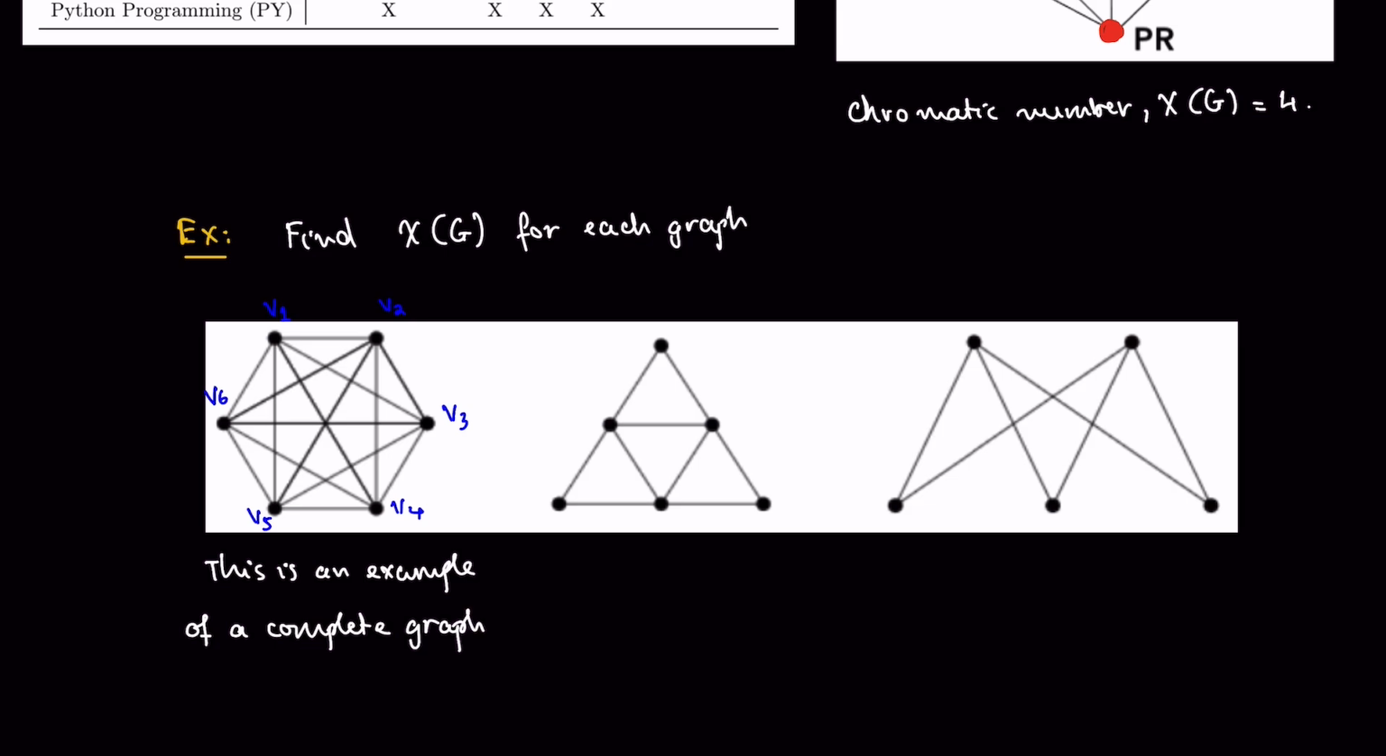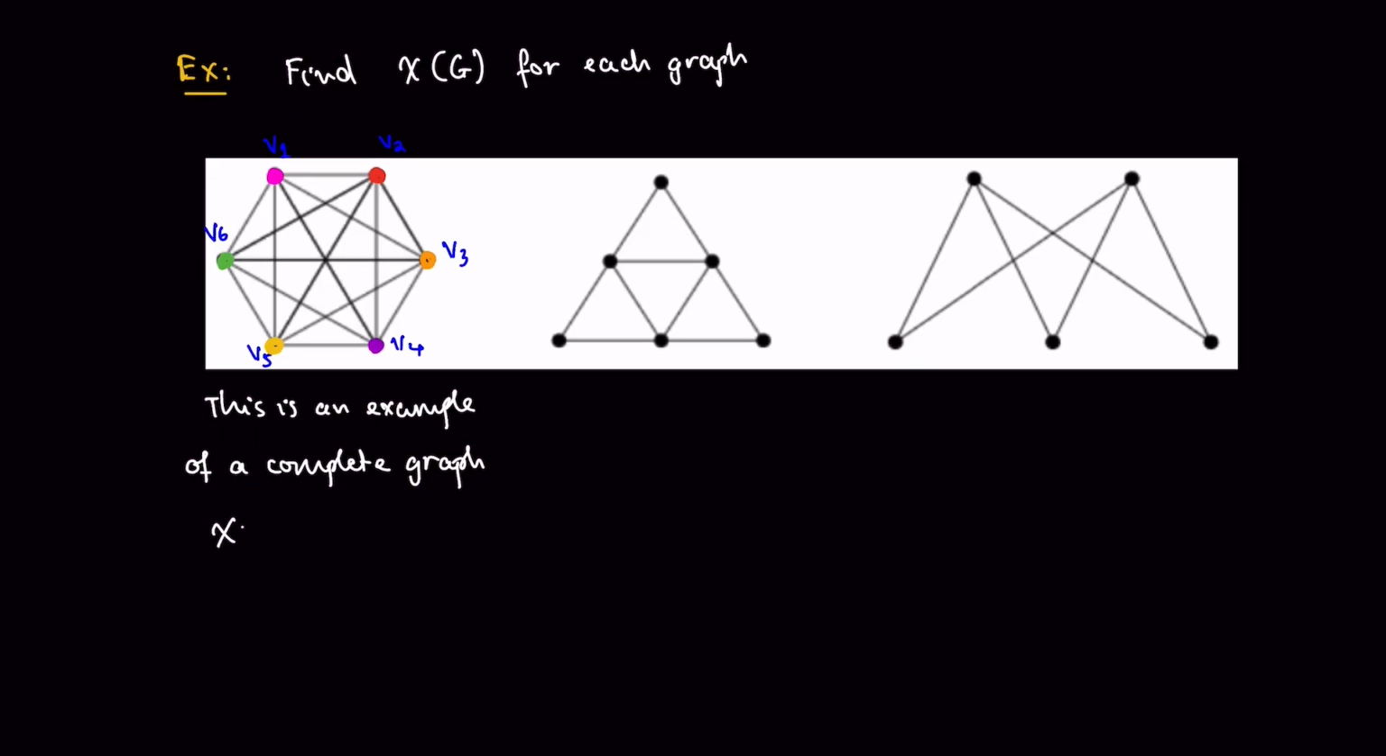Again, for the complete graph, every vertex connects to all the vertices in the graph. So when you color the vertices, you have to use different colors altogether. V1 has pink, V2 has red, V3 has orange, V4 has purple, V5 has yellow, and V6 has green. So the chromatic number of this graph is equal to 6.